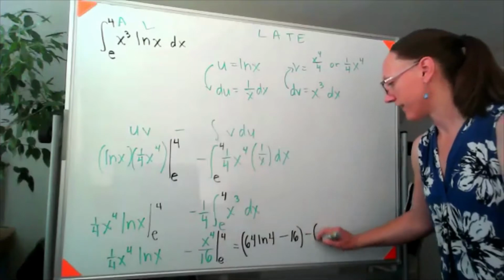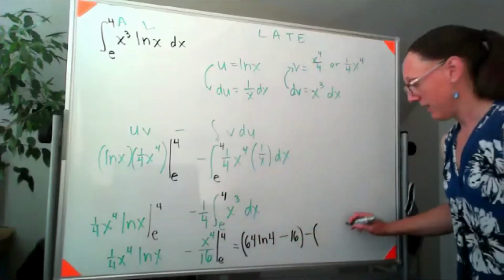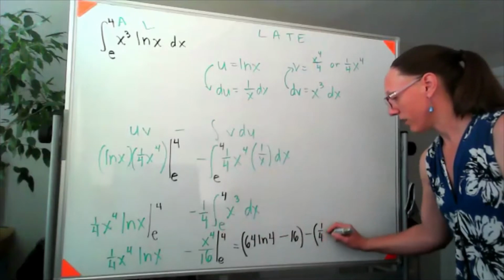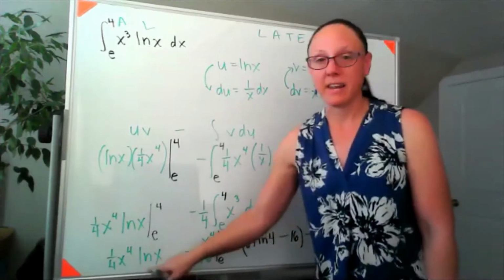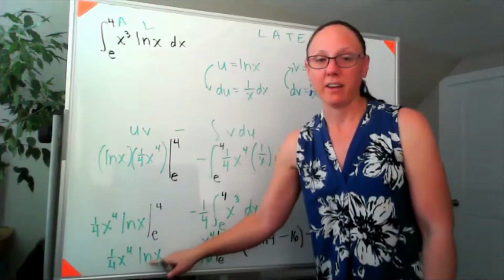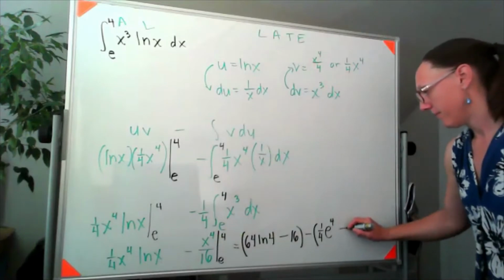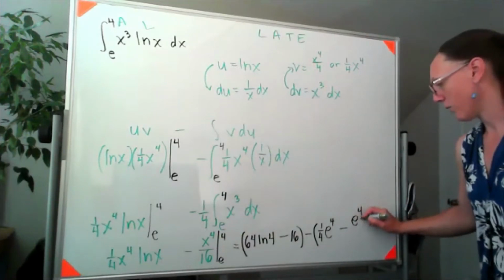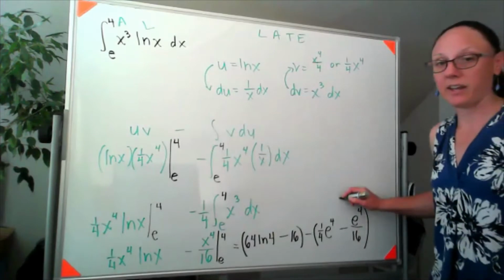And then I'm subtracting off plugging in e. Well, there's not much we can do with the e. I'm going to have 1/4 of e to the 4th. When I plug in the e to natural log of x, ln of e is equal to 1. And e to the 4th over 16. And I would walk away and call that my final answer.